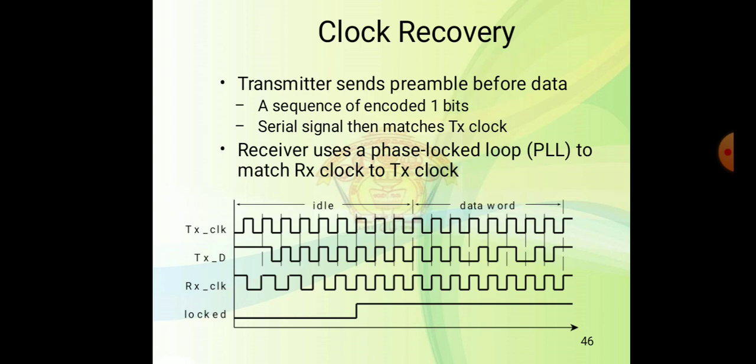So it is as shown in the figure. In this figure, a sequence of encoded data bits is shown, and a serial signal then matches with the transmitted clock. Okay, so the receiver uses a PLL to match the TX and RX clocks.